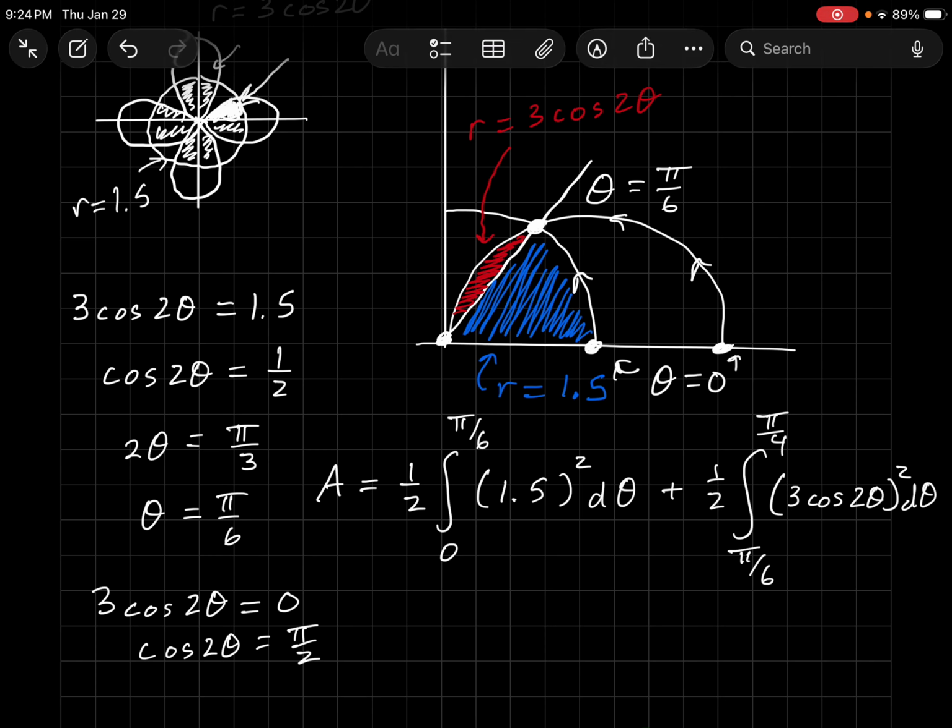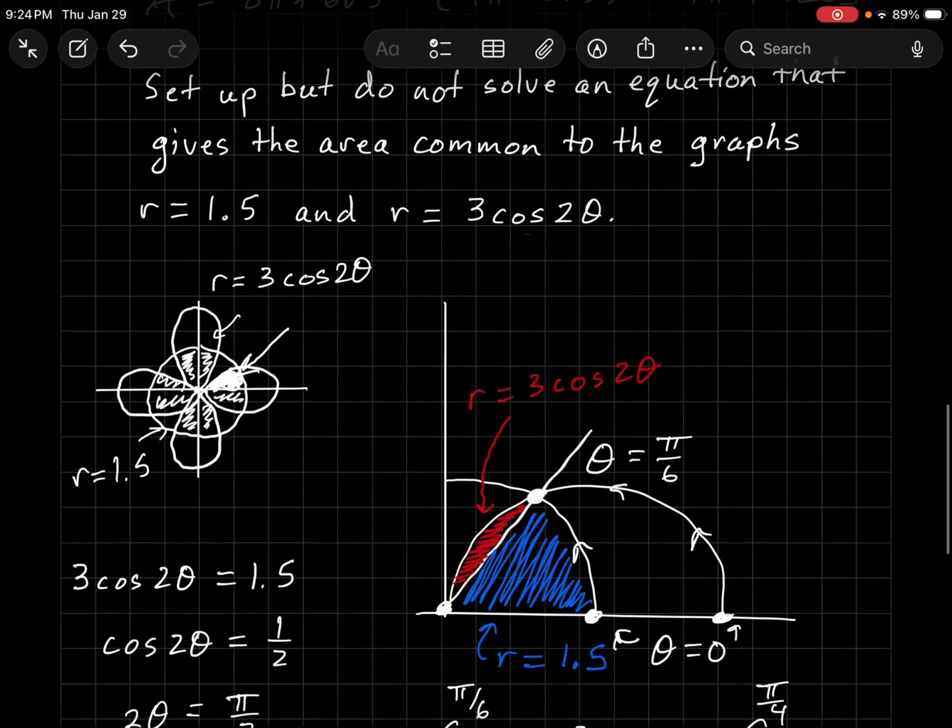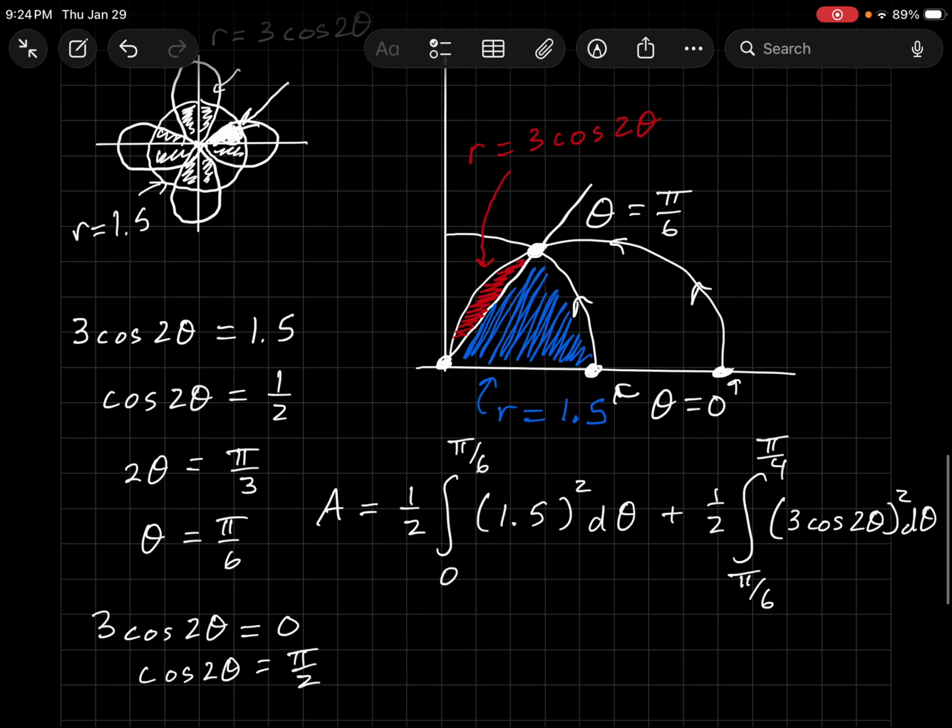So what is the total area common to the graphs? It is exactly this times 8.